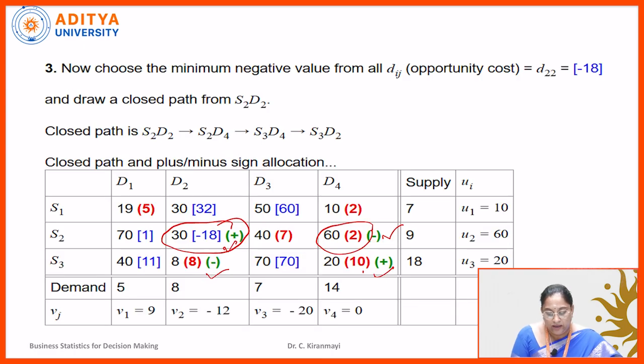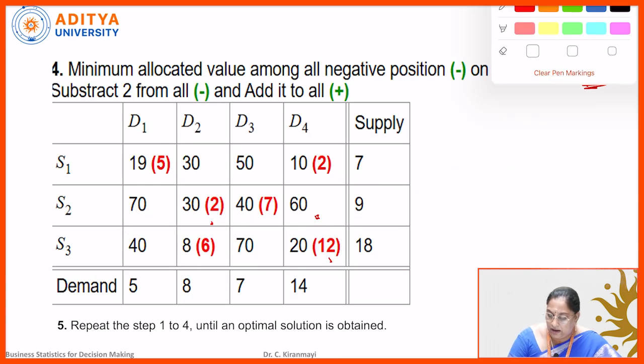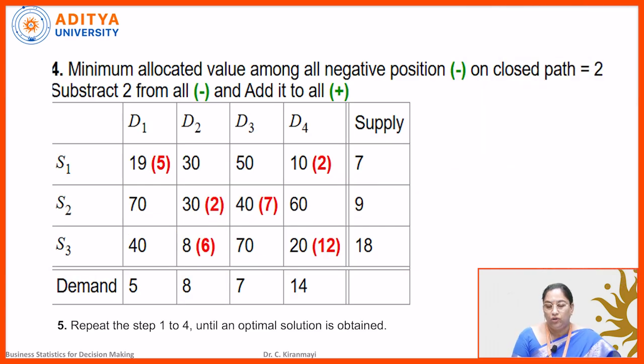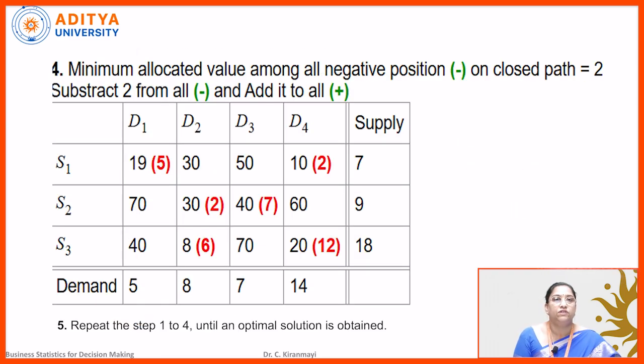And here we have 8 and the sign assigned is minus. Therefore, 8 minus 2 is going to be 6. So, this is how we use the closed loop. We have to move on to the next iteration. Now, these are the new allocations which we have got for the next iteration. Now, we have to check whether this solution is optimum or not.